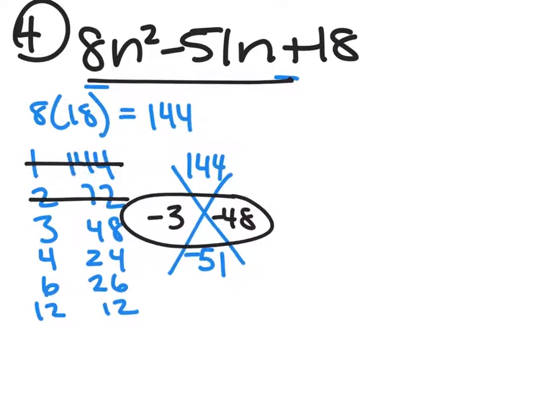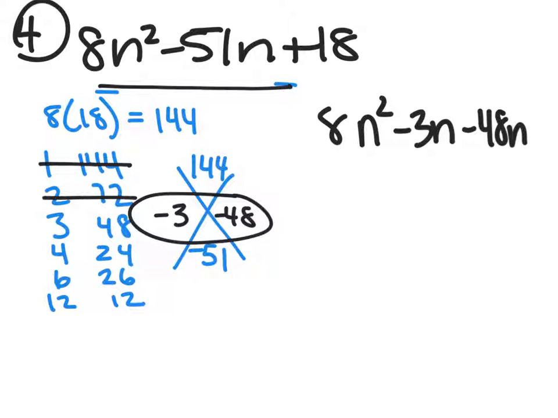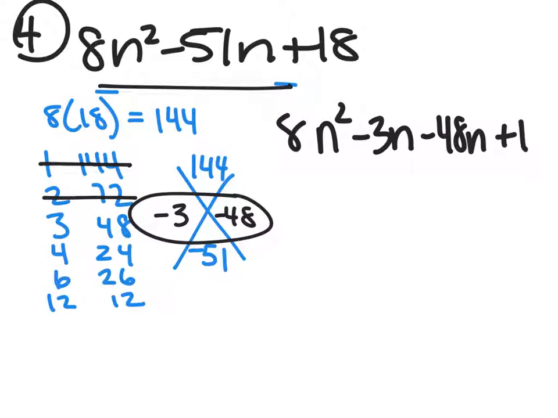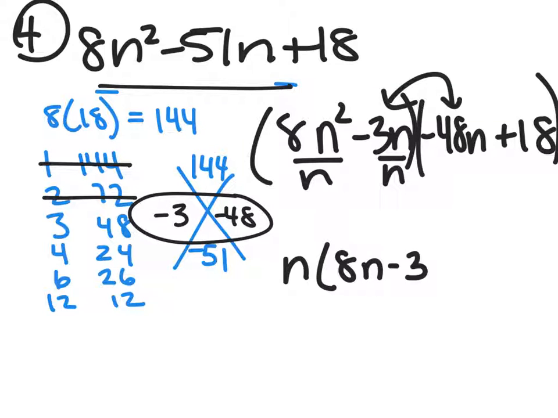So I'm going to rewrite this so it's 8n squared minus 3n minus 48n plus 18. Okay. Again, factor by grouping. So look at the first two and last two. So for this one, we'll just have an n in common. And could you reorganize the numbers, like the 3n and 48n? Absolutely. I'm just going to leave it as is, though, just to show you that it'll give you the same answer. So what you have left is 8n minus 3.